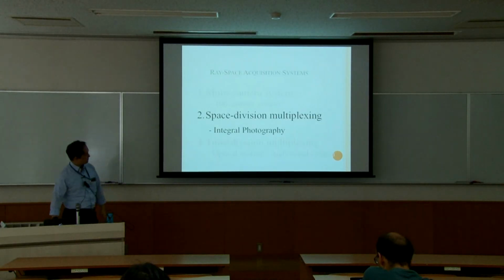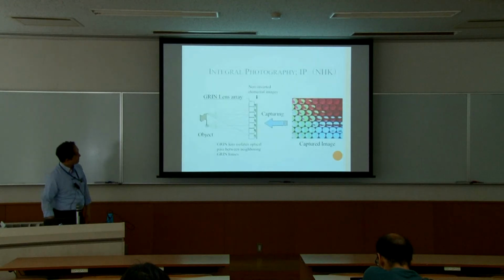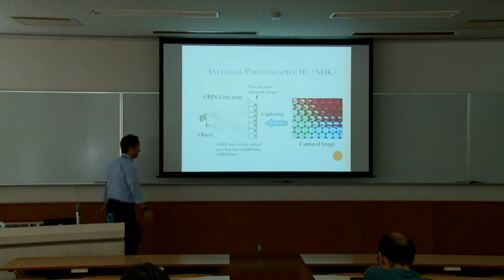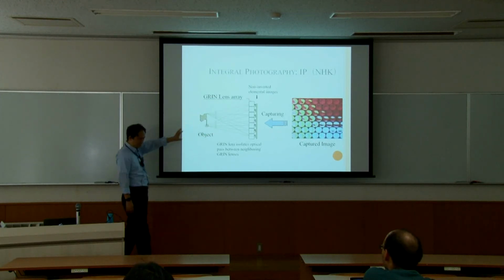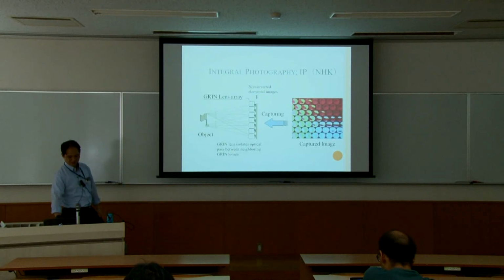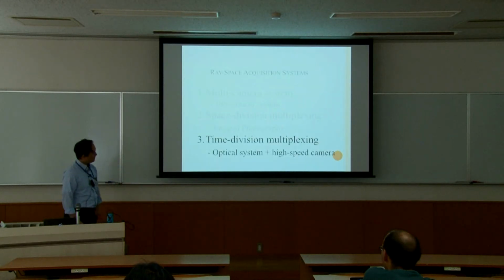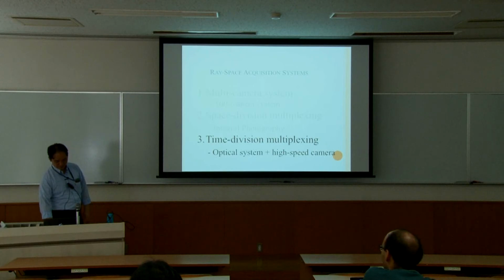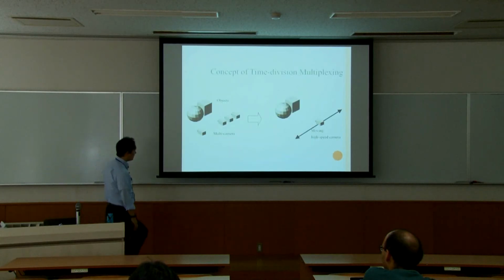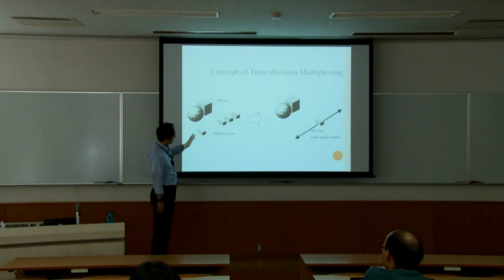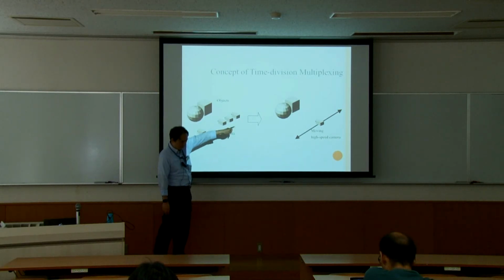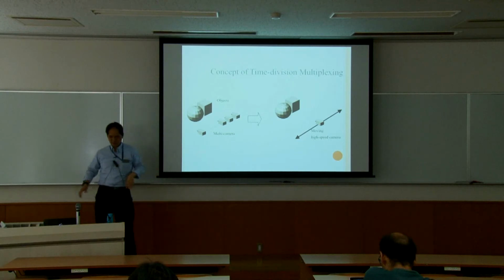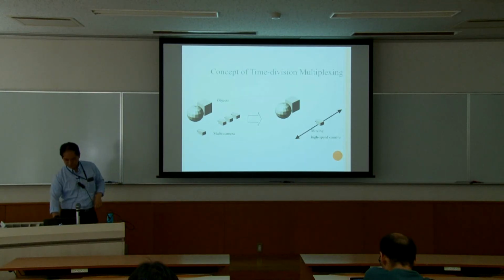And the second one is space division multiplexing. Space division multiplexing, okay, this appears again. This is integral photography. This is space division multiplexing. Okay, and time division. This is very interesting. Instead of using a 100 camera system, which is very heavy, we use just one camera, but this is moving, a time multiplexing system.